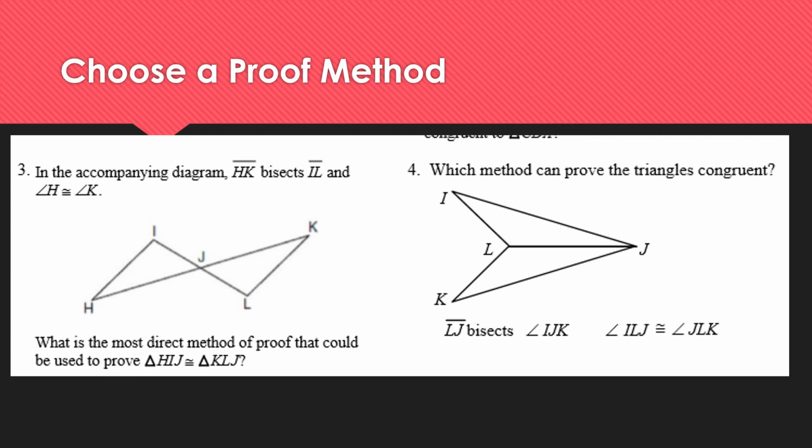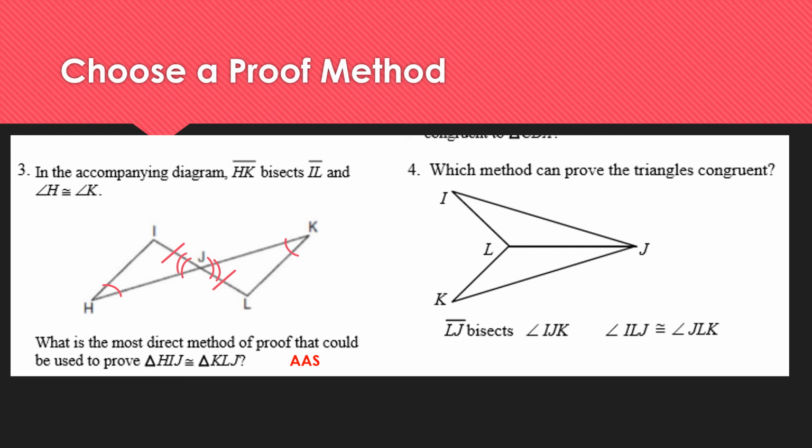The next one, HK is bisecting IL. Be careful here when you have a segment bisecting another segment. IL is the one being bisected, so that's where you should be making your two congruent markings. H and K are congruent because we were told so, and then again we can look at the picture and say that vertical angles are congruent. If I block one triangle out, again I have two angles and a side. The side is not in between the two angles, so this is another angle-angle-side proof.